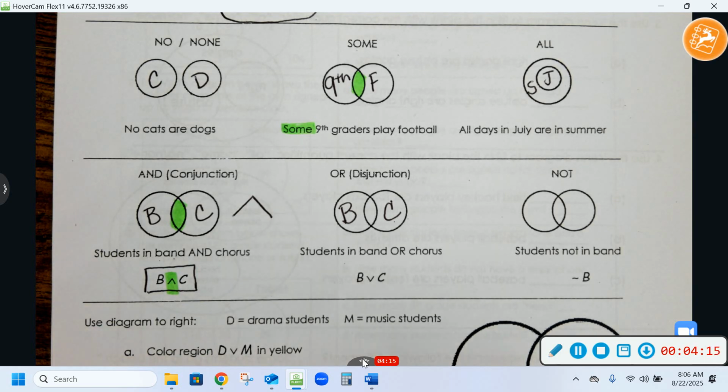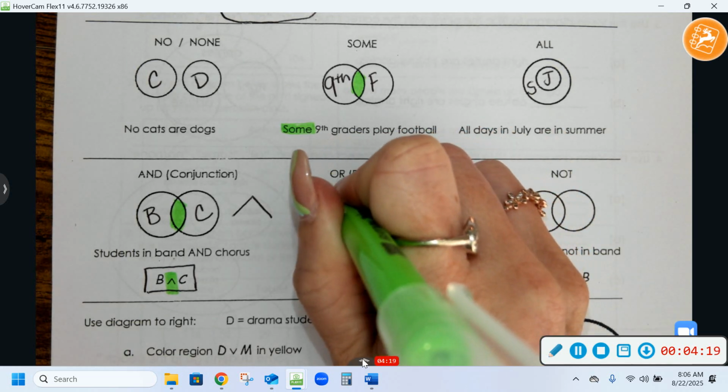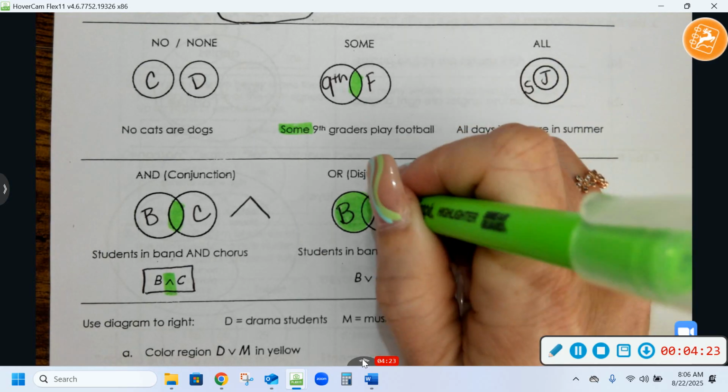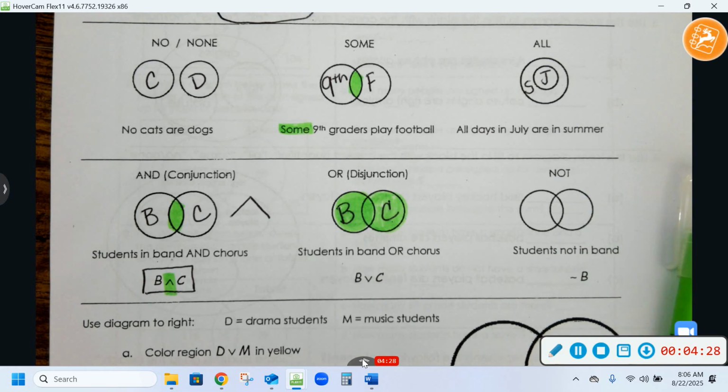This says students in band or chorus. Well, all of these students are in band. All of these students are in chorus. So, all of it. We color all of it. Students in band or chorus. That would be all the kids in those circles. This one, they have to be in both of them to meet the criteria. This one, they can be in either of them to meet the criteria.